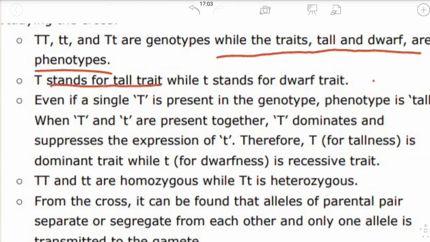Capital T stands for the tall trait, while small t stands for the dwarf trait. Capital T tells us about tallness, small t tells us about dwarfness.